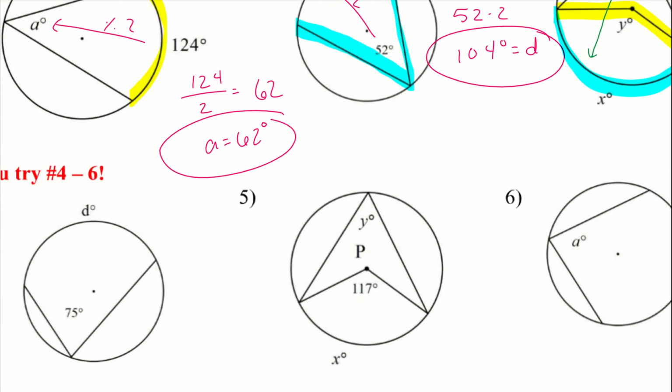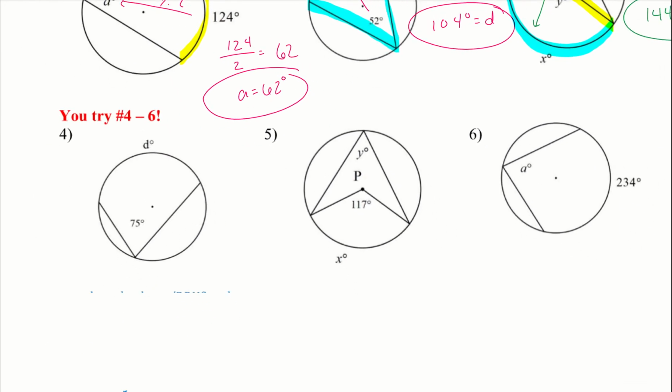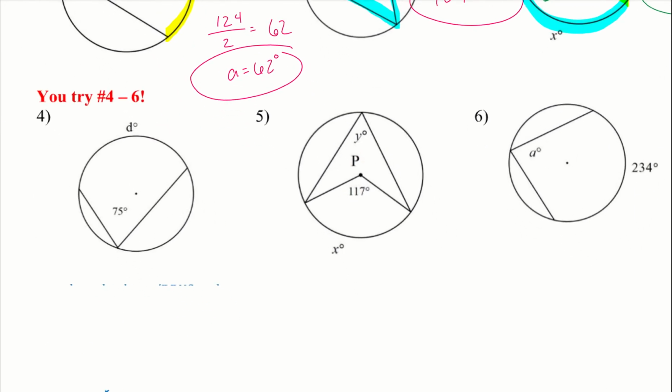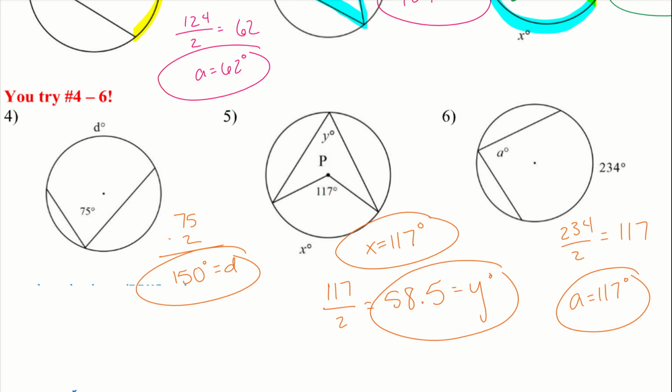All right, take a second to try 4, 5, and 6. Give it a second, pause the video, then the solutions will be up. All right, let's take a look at 4, 5, and 6. So with number 5 for y, if you left it as 117 divided by 2, that would also be correct.